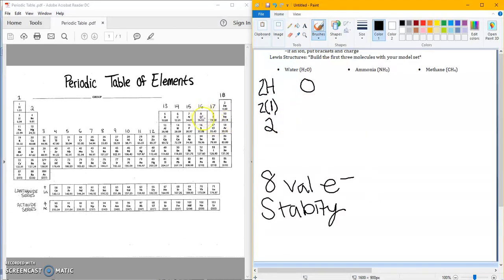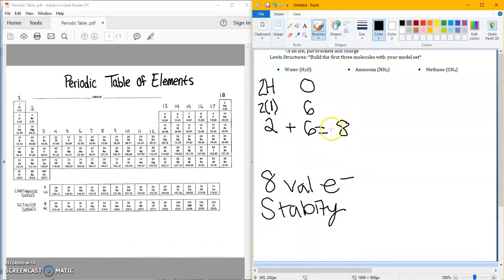For oxygen, I look over here, and it's in group 16. So that means it has 6 valence electrons. There is only 1 of them, so that's 6 total. I'm going to add these 2 together, and that gives me 8 total electrons.